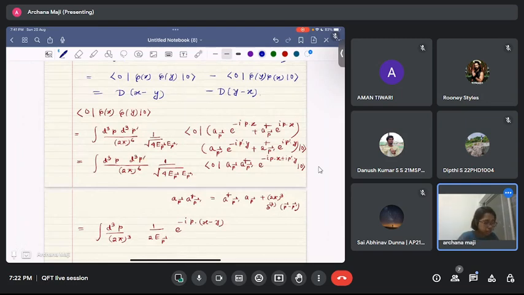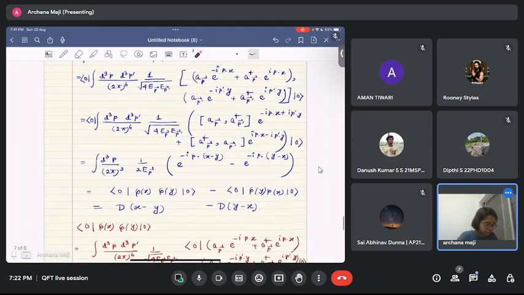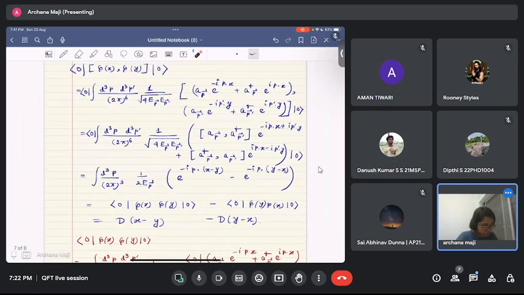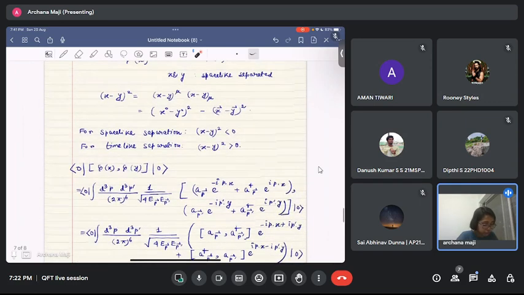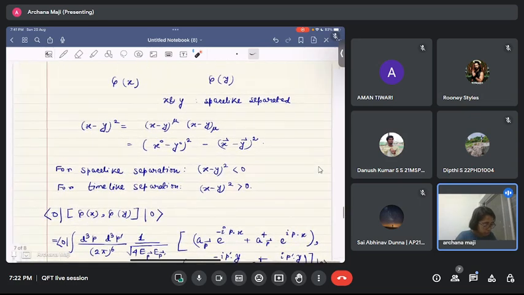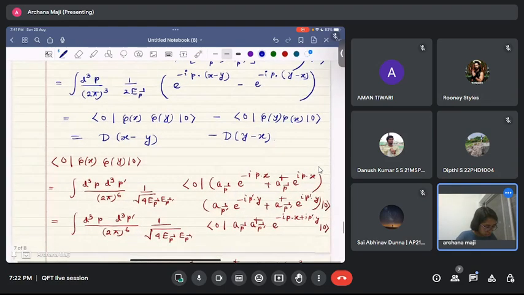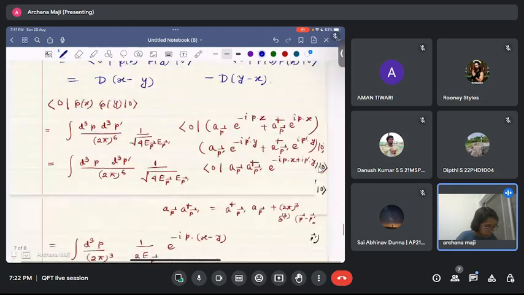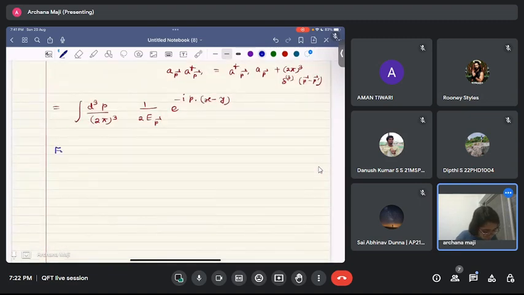Now, our motivation for doing this particular computation was that we wanted to see whether for two space-like separated events, this particular commutator turns out to be 0 or not. So let's figure that out. Okay, so for x and y space-like separated. For time-like separated, it must be non-zero.